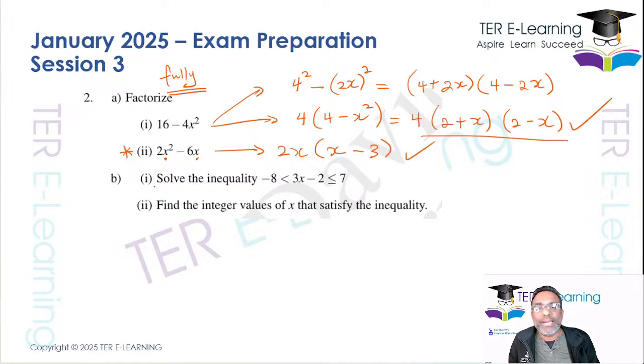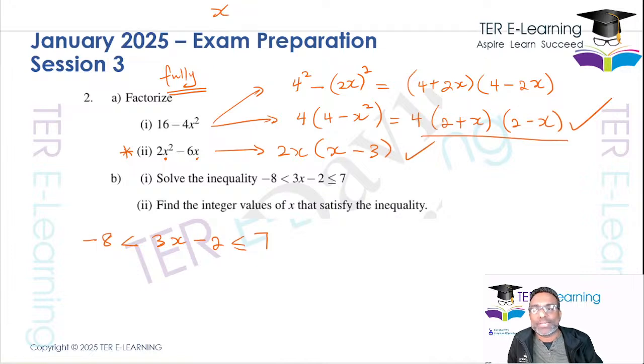All right, the next one here, we have an inequality that we're trying to solve. We have minus 8, less than 3x minus 2, less than or equal to 7. Now, whenever you have an inequality where we have more than one inequality sign, the objective is to end up with x alone in the middle. That's the objective, to end up with x alone in the middle.